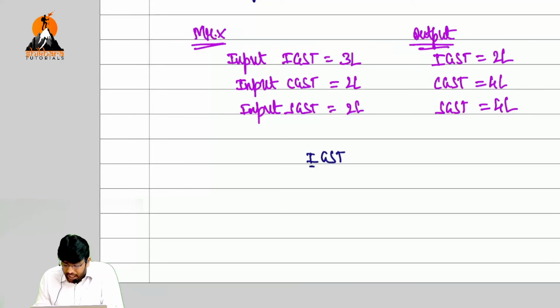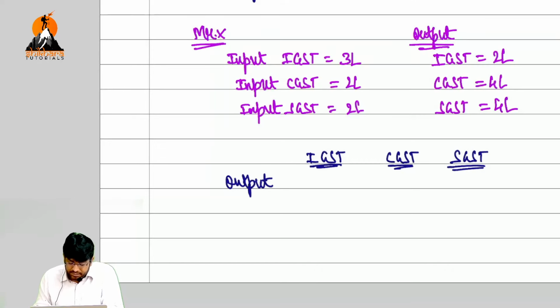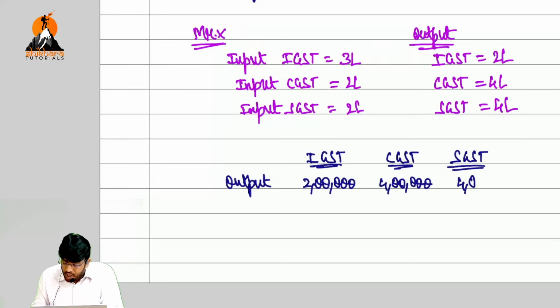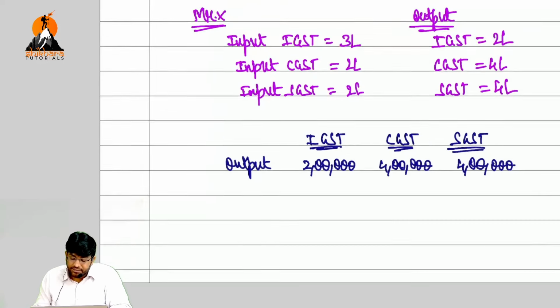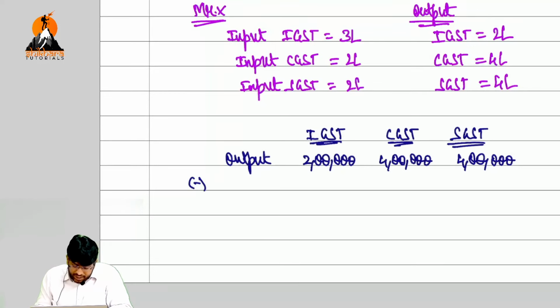Ready? Come on friends, what are the columns I'm going to take? I'll take columns like IGST, CGST, SGST. These are the columns I will take. Tell me friends, what are the output numbers? Output numbers, see IGST 2 lakhs, CGST 4 lakhs, SGST also 4 lakhs. This is my output tax numbers. From that, I'll reduce what?